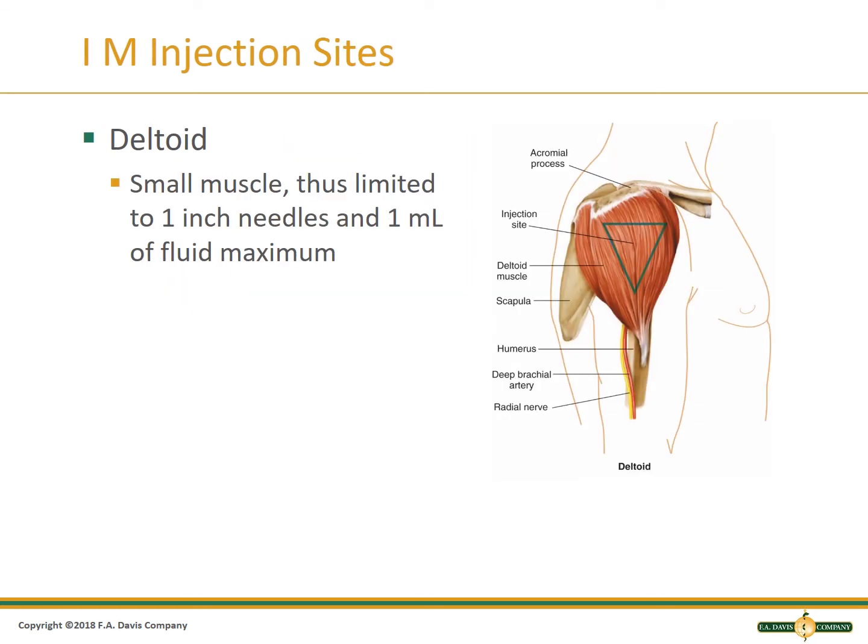So the deltoid is a site that we give a lot of medications in. It's preferable to use a 1/2-inch needle, but it's limited to a 1-inch needle. I would always prefer a 1/2-inch needle as compared to a 1-inch for the deltoid, just because it's very close to the skin. But you have to understand, if there's more than 1 milliliter of fluid, then you can never give it in the deltoid. You have to put it in a different site. The deltoid can only handle a maximum of 1 milliliter.